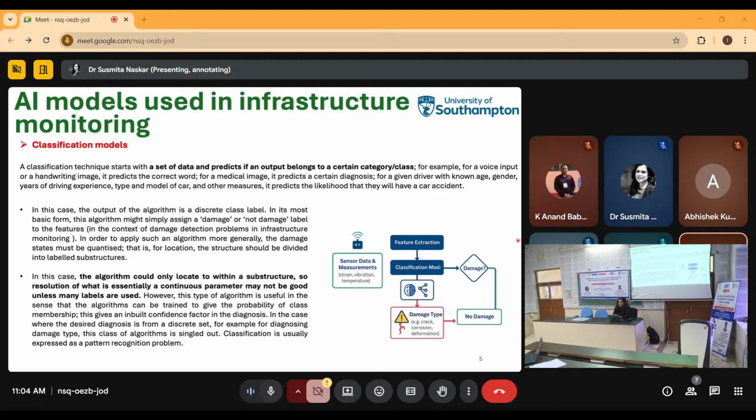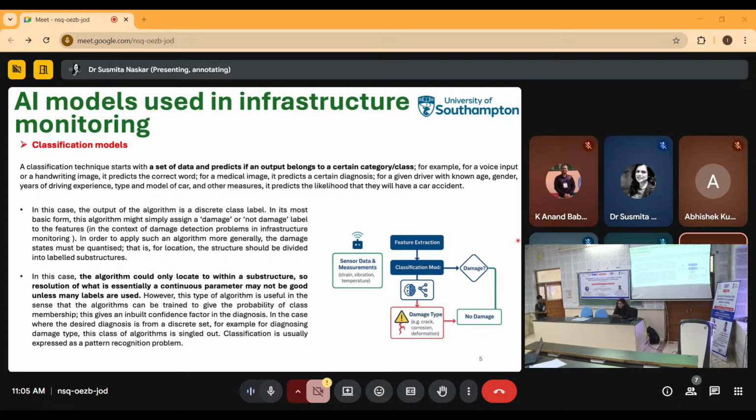In infrastructure monitoring, we apply a similar principle, but to sensor data. We collect sensor data from bridges, buildings, pipelines or any other kind of structures or assets. Given a certain set of features, such as strain readings, vibration patterns, temperature or other sensor measurements, we use classification models which can predict whether a part of the structure is damaged or healthy. And how does this actually work in infrastructure monitoring? In its most basic form, we generally use it like this.